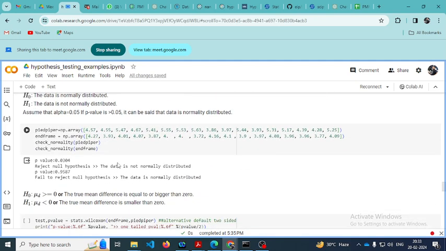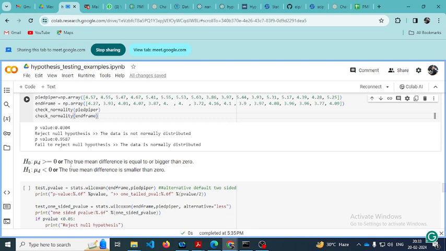So let me come to here. You can call your normality function to check the given data from two different companies, whether it is normally distributed or not. You just call that normality function on the given data. Then you will get your p-value. Your p-value is 0.0304. First, initially you can assume this is your hypothesis.